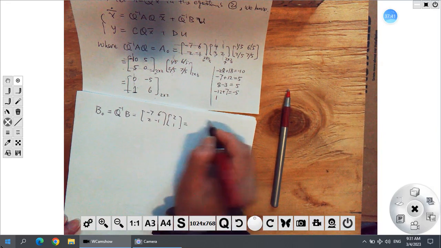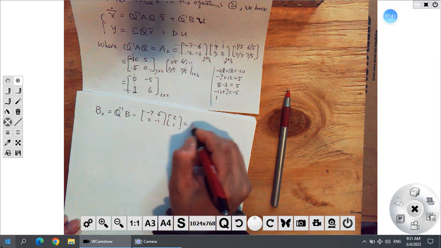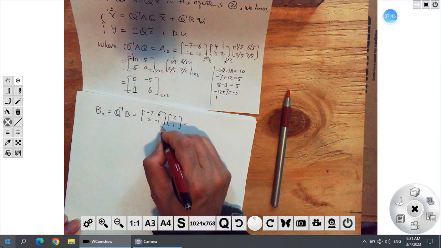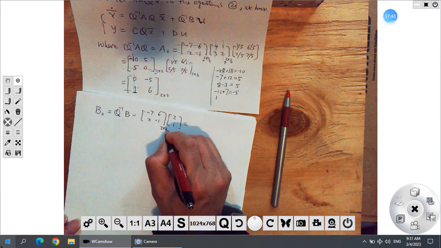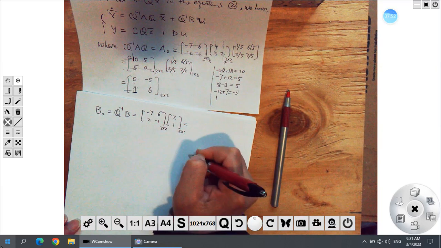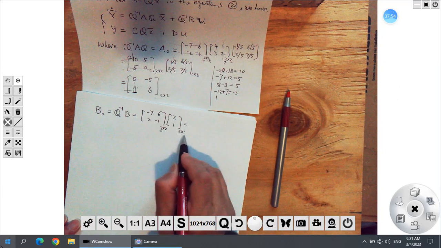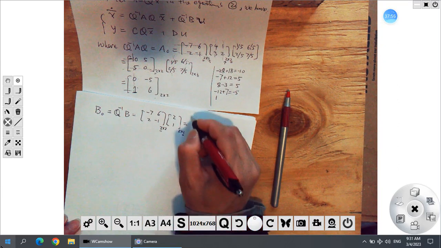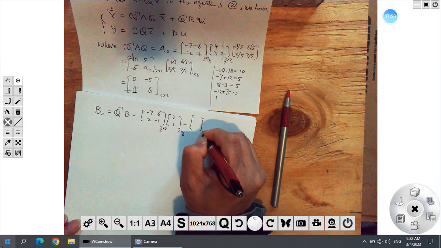Now the size. Firstly, you need to determine the size of the result. The first one is 2 rows and 2 columns, and the second one is 2 rows but 1 column. The result will be 2 rows, 1 column.